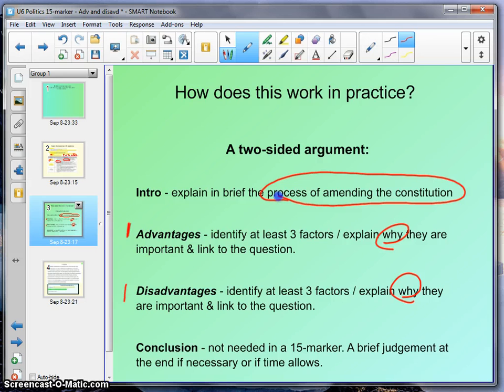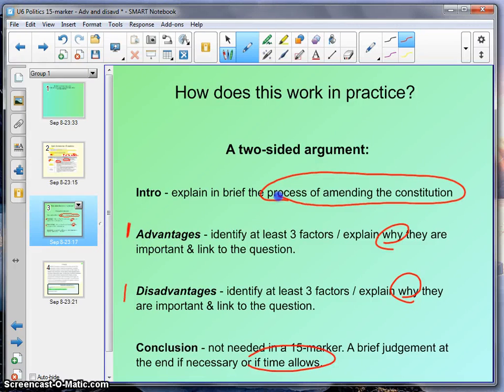So at least three factors gets us into level 3, probably mid level 3. I'm happy to give full marks if I think it's overwhelming detail. Conclusion in this particular essay, not really relevant, not really needed, and a 15 mark, and that's something the board have said, but a brief judgment at the end if necessary or if time allows.